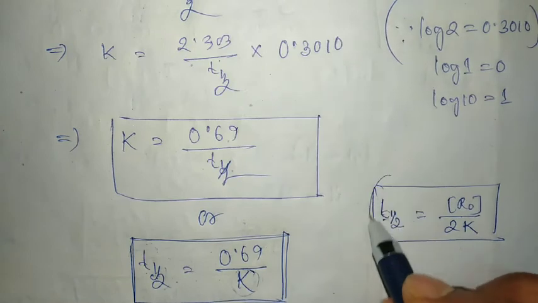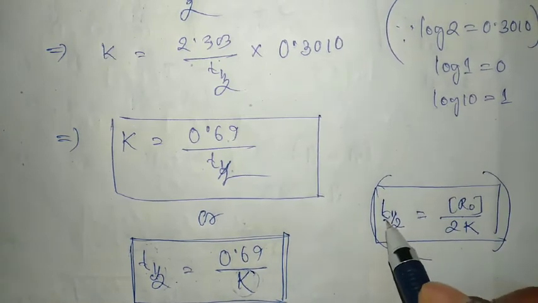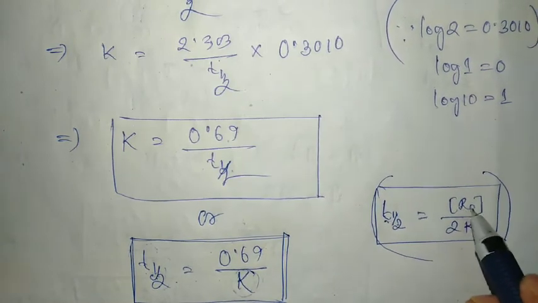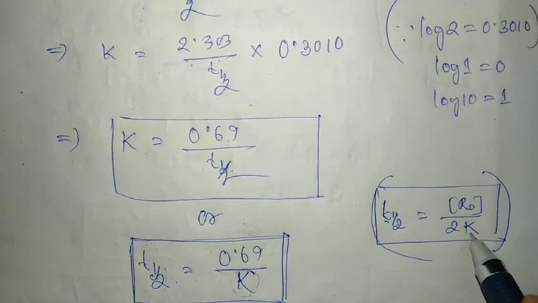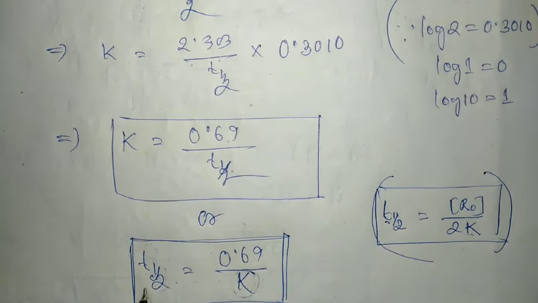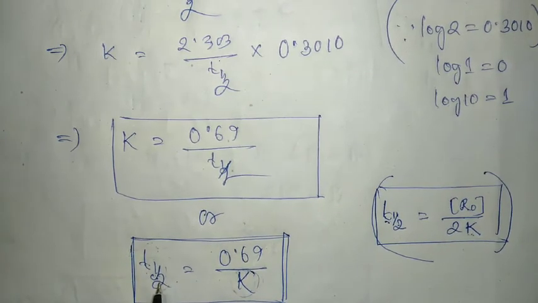According to the relation for a zero order reaction, half life is directly proportional to the initial concentration of the reactant and inversely related to the rate constant k. But for a first order reaction, half life t half is independent of the initial concentration of the reactant R naught, because this relation has no R naught term. But half life for a first order reaction is also inversely related to the rate constant k.